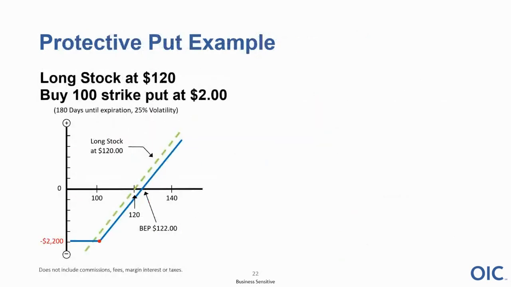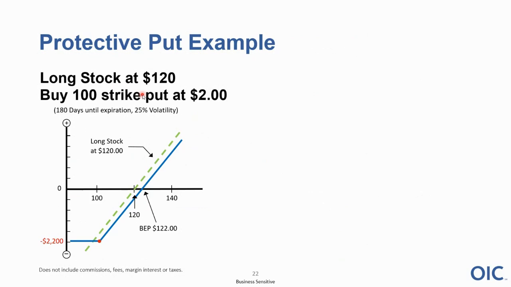And let's go to our protected put. Now, this is the one we talked a little bit earlier, and this is my favorite strategy. And the reason being, again, that risk mitigation. Stock is trading $100. That's where we're long, right? We own shares at $120.